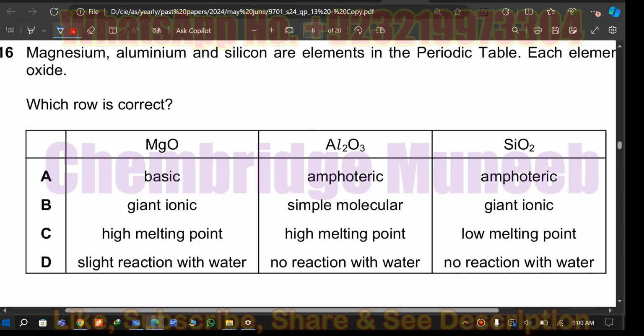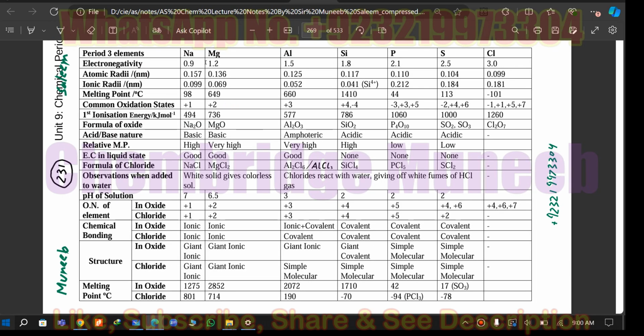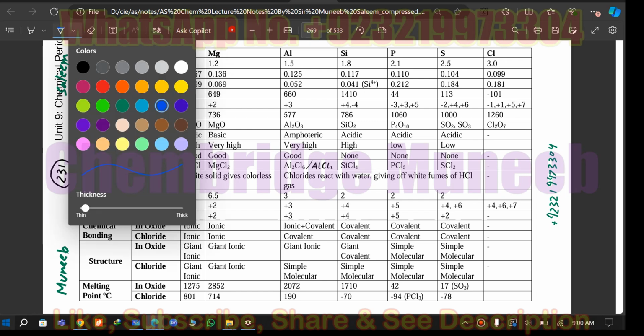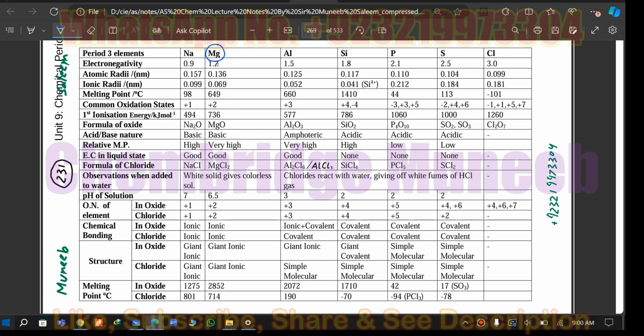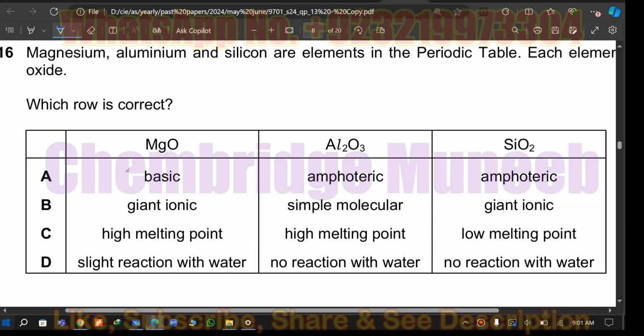So according to this table, the first column of MgO is checked first. It says that its property is basic, so we need to check from this table in the column of magnesium. This is magnesium, so magnesium oxide has the basic property. Yes, it has a basic property here, so we can select this option, and so this is right.